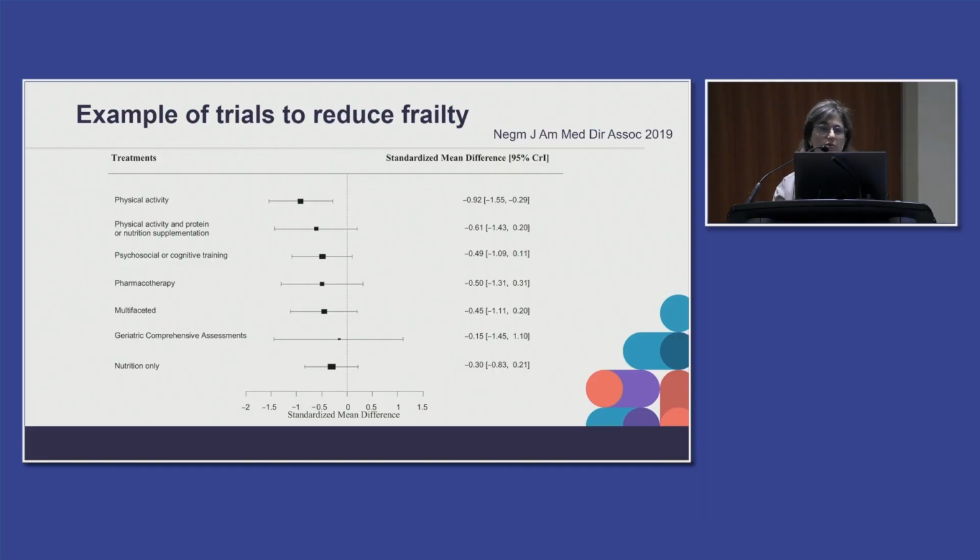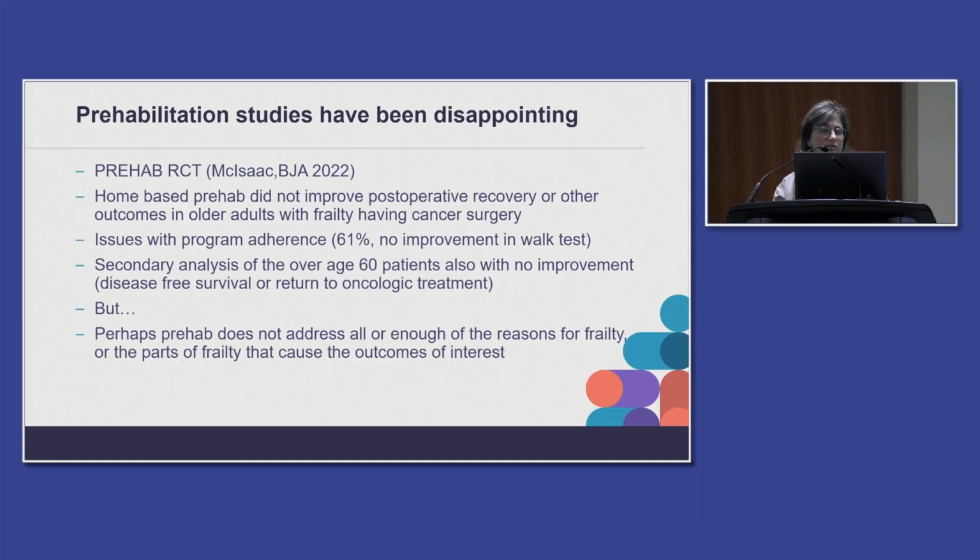Physical activity has the most and best evidence for it. The rest are still a bit hazy, but it's an evolving field. Prehabilitation studies have been relatively disappointing. Dan McIsaac, who's done a great job and is a frailty warrior for sure, a Canadian ICU doctor who's also an anesthesiologist, did a study looking at home-based prehab to improve postoperative recovery, and he really found no difference. However, the problem may have lied in the fact that program adherence wasn't great, as evidenced by the fact that patients' walk tests didn't get better when they were prehabbed.